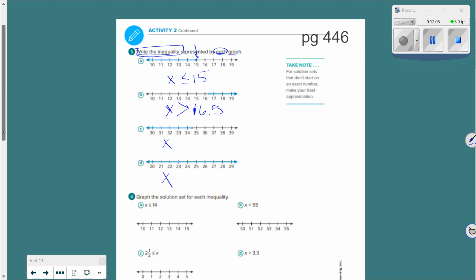All right, C, what number are we starting with? 34.5. Is it open or closed? Open. So can it equal 34.5? No. Can it be less than? Yes, because it is shaded in that direction. Oh, that makes more sense.